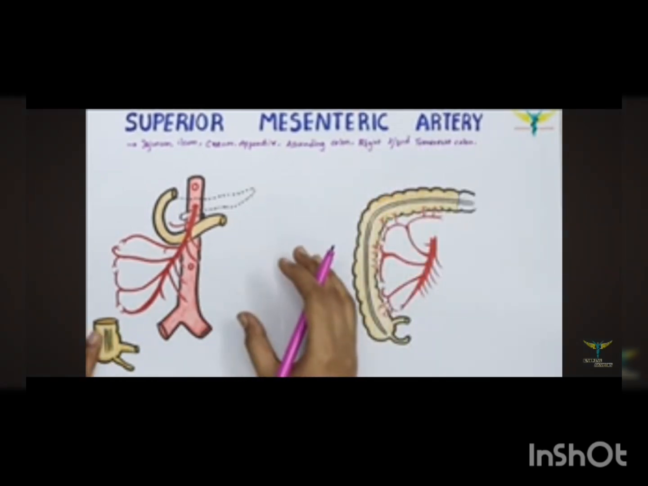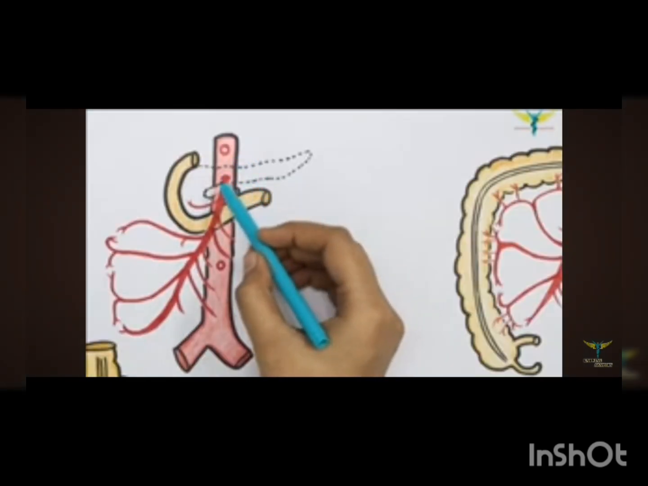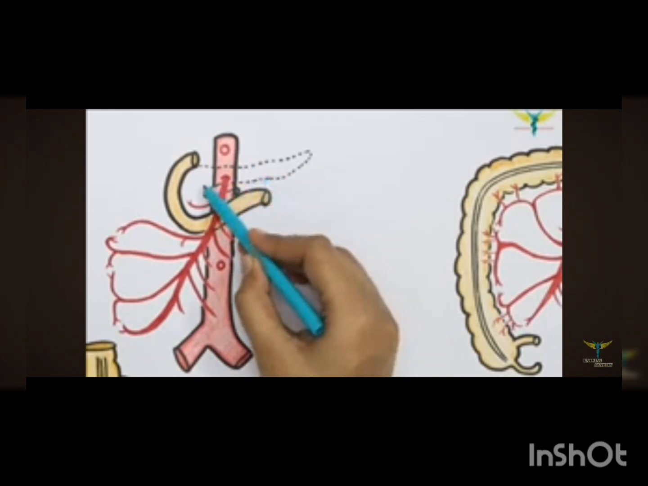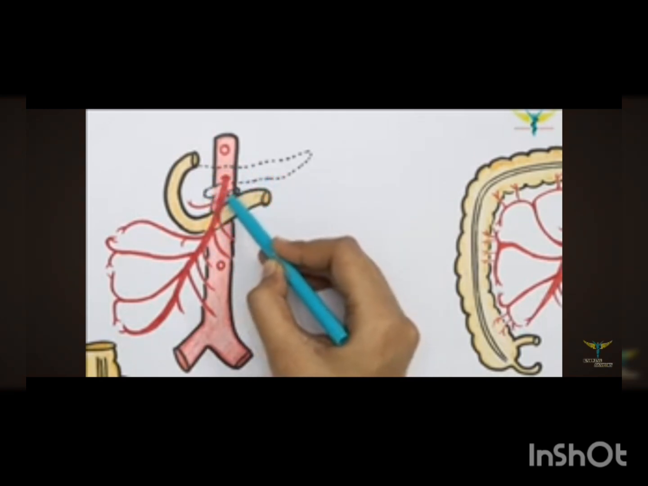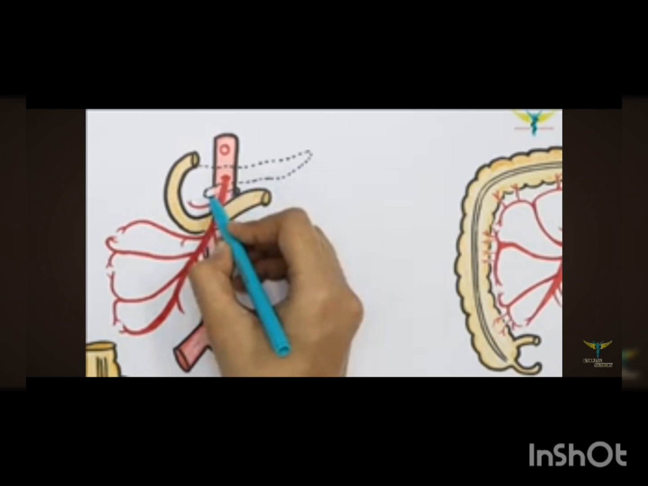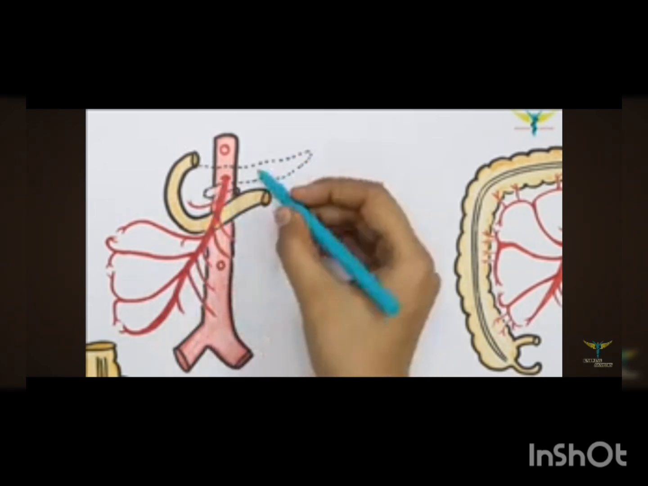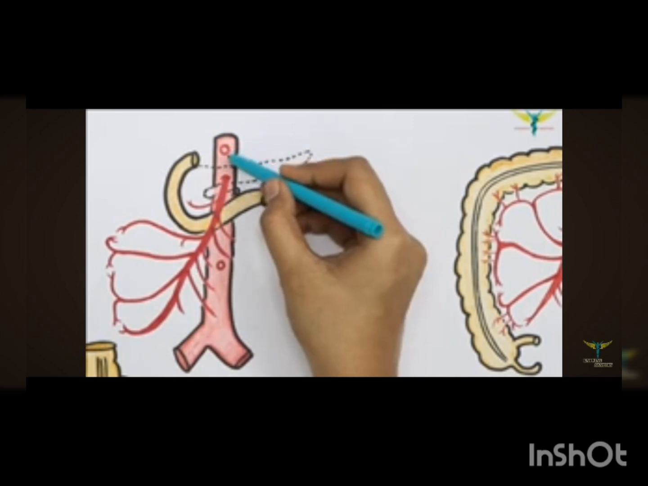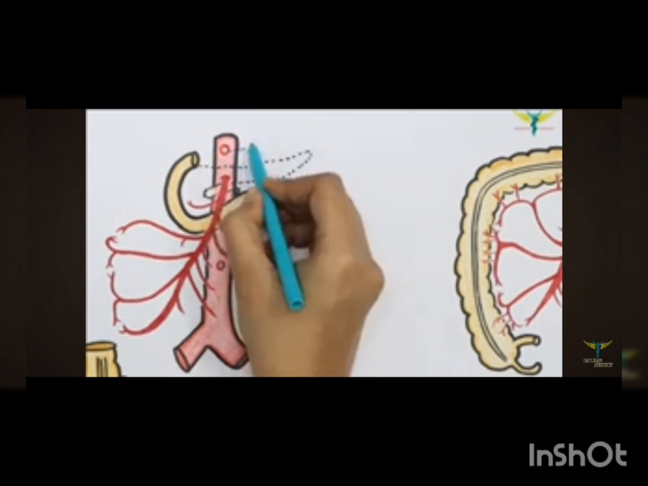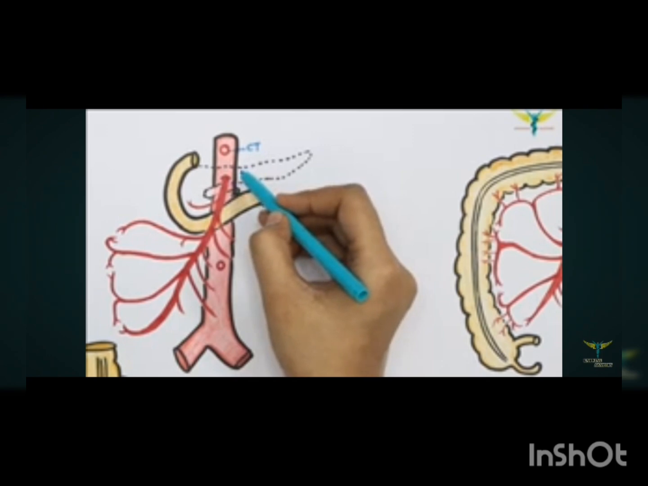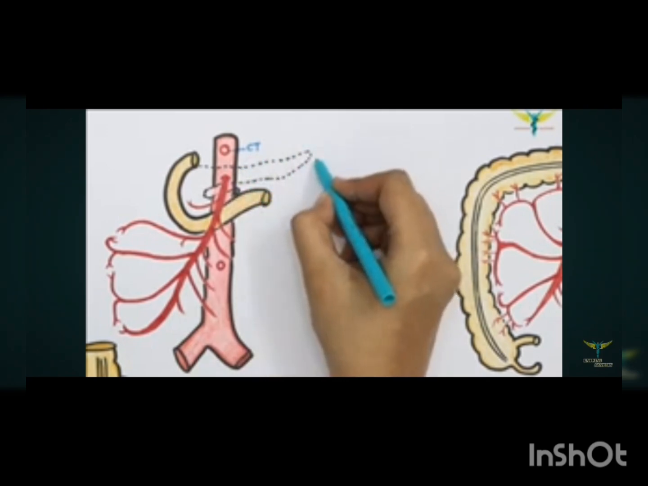Now let's talk about the origin. It arises from the abdominal aorta that is behind the body of the pancreas and nearer to its neck, and at the level of the L1 vertebra, that is about ½ inch below the origin of the celiac trunk. So this is the origin of the celiac trunk, and it's ½ inch, or 1.2 centimeters, below the origin of the celiac trunk.